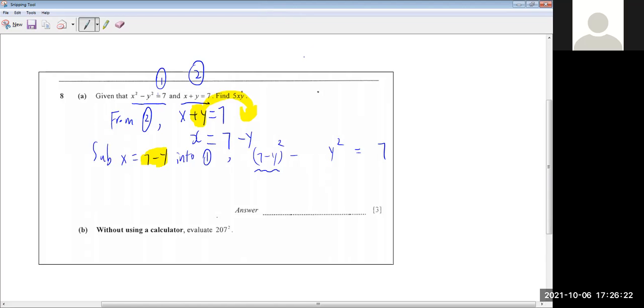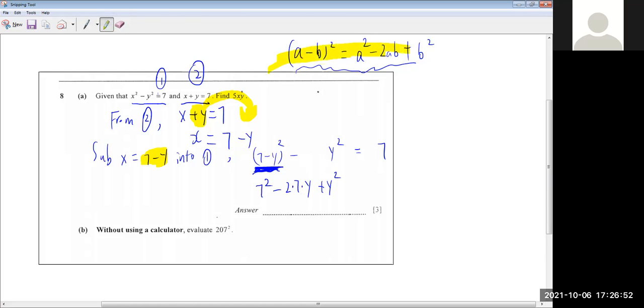Can you remember there are 3 formulas I asked you to memorize? A minus b bracket square is a square minus 2ab plus b square. So basically you make use of this formula. So you end up with 7 square minus 2 times 7 times y and then plus y squared. For this, I'm making use of this formula. So then after that, minus y squared equals to 7.